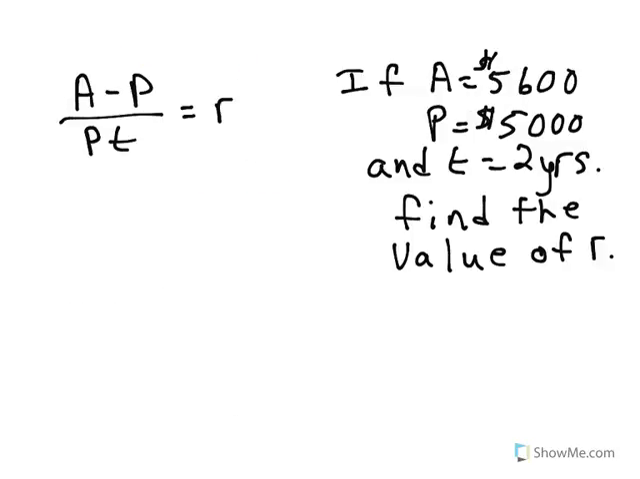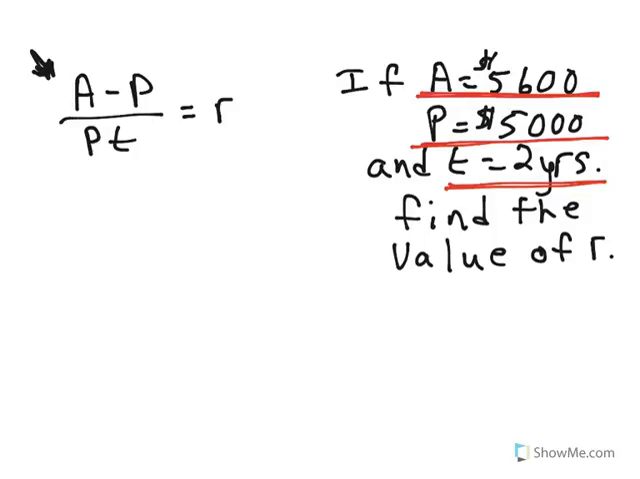Using that formula we just solved for r, we are going to find the value of R if A equals $5,600, P equals $5,000, and T equals 2 years. And in this formula, time, T, is always in years. So if you're ever given months, you'll need to write that as a fraction over 12 months for a fraction of a year. In this case, we do have it in years, so we don't have to worry about that.